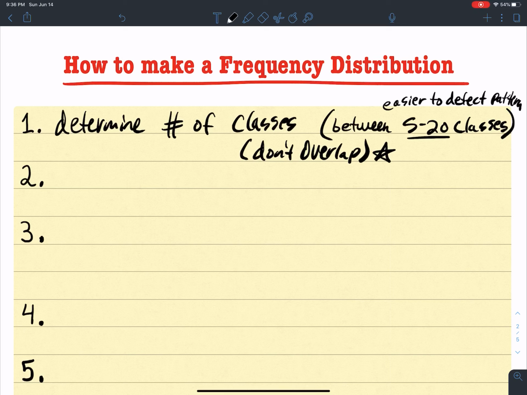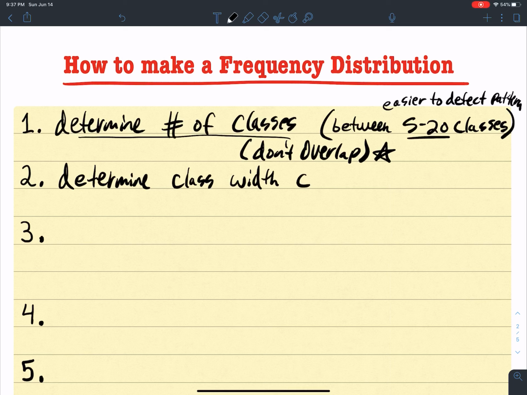Now, number 2, and by the way, step 1, typically they tell you, I want you to make a frequency distribution with this many classes. So you don't even have to determine the number of classes, you just read what it tells you to set. Typically they might say, make a frequency distribution with 6 classes. Okay, so number 2, determine the class width.